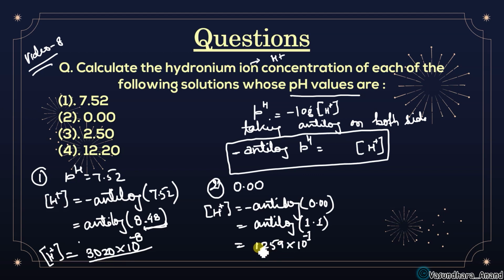1259. So put the decimal over here, and it is 0.1259 into 10 to the minus 1, or you can say that 0.1259. This is the H plus concentration. Yes, you can put M over here.